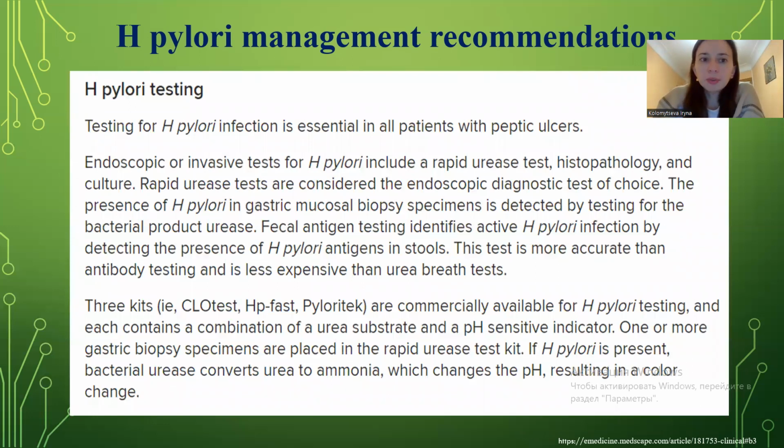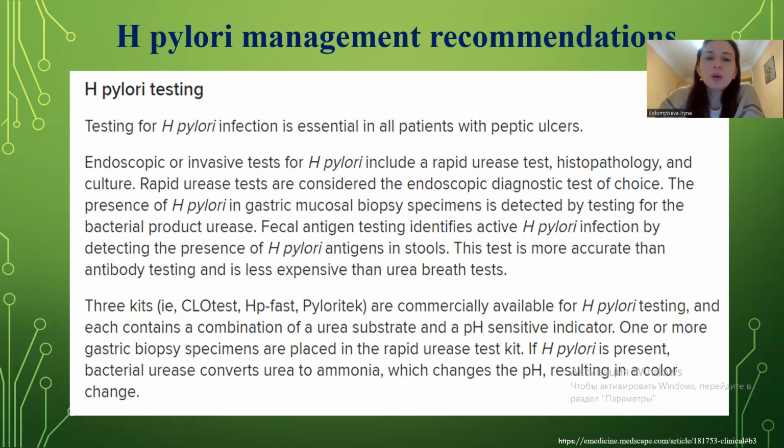Helicobacter pylori testing is essential in all patients with peptic ulcer. Endoscopic or invasive tests for Helicobacter pylori include a rapid urease test, histopathology, and culture. Rapid urease tests are considered the endoscopic diagnostic test of choice.